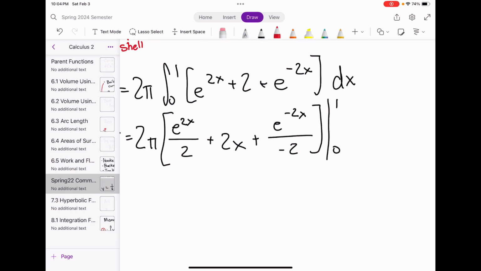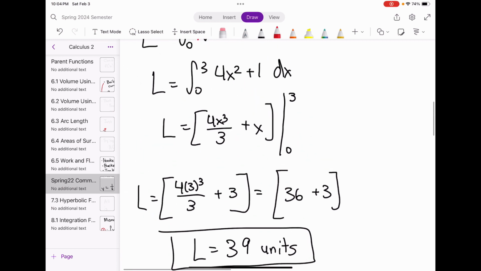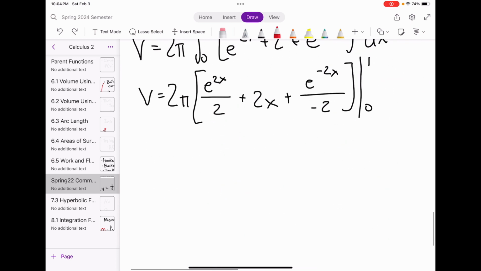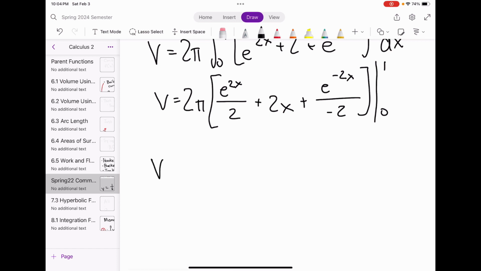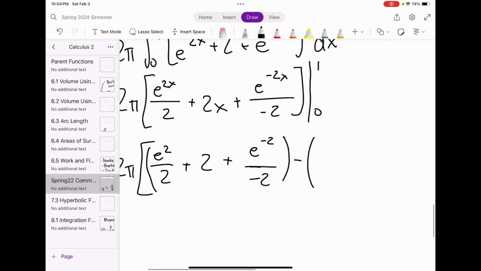And this time I can't simply, like in the last one, where I didn't write down the 0 because I knew it was all 0. But over here, since it's e to the 2x, I should write it down just to double check. So v is equal to 2 pi, and so let's write out e squared over 2 plus 2, put that in parentheses, e to the negative 2 over negative 2, minus e to the 0, so I'm just going to put 1.